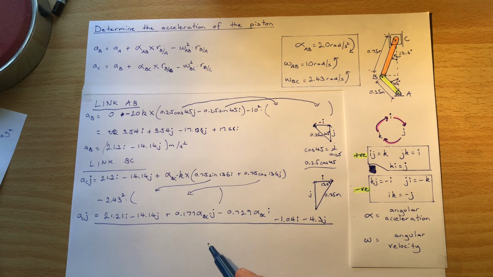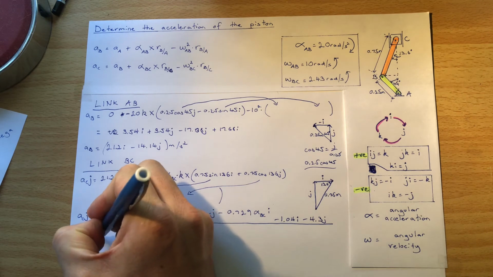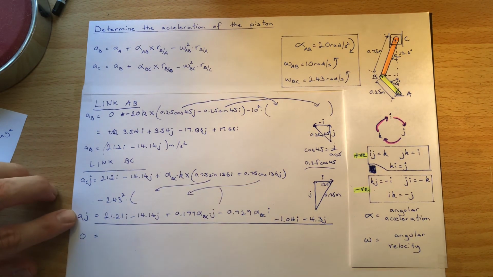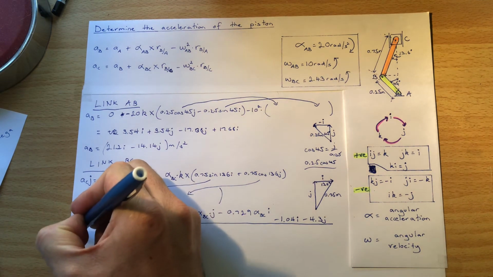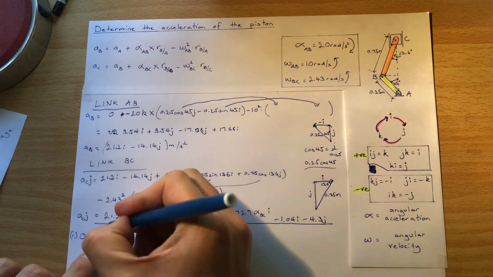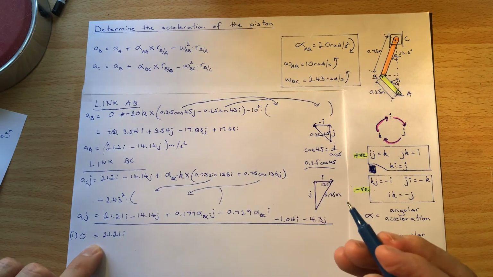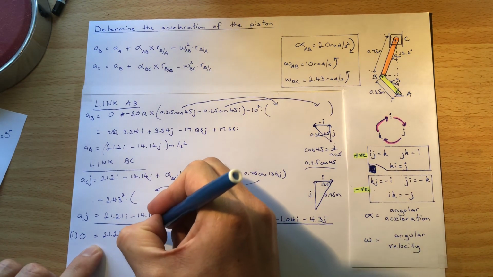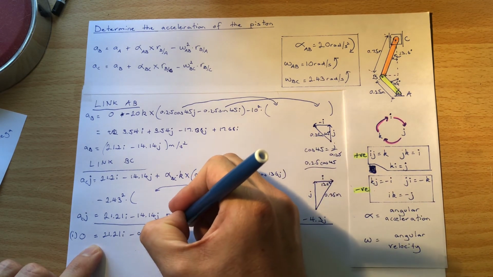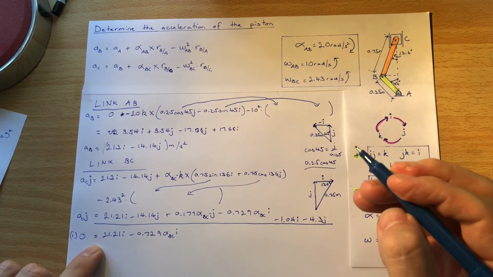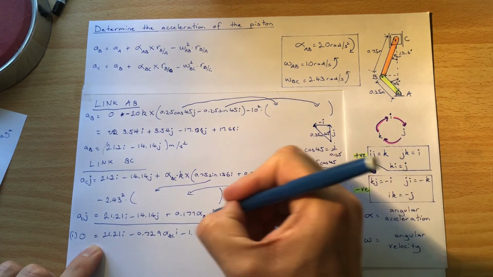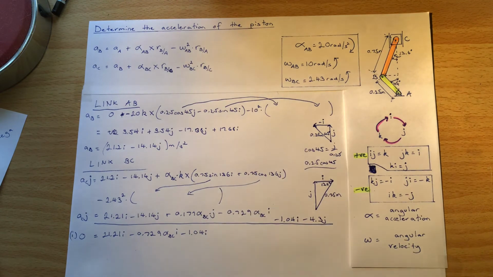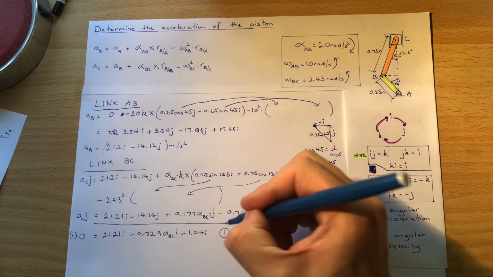Once we add these together, well, we're not going to actually add them together yet. What we're going to do now is break them up into their i and j components. So firstly, we'll take all the i components out of this equation. On this side of the equation, we have no i components, so we have 0, we only have the j component on the left-hand side. So i components equals 21.21i minus 0.729 alpha BC of i minus 1.04i. So there's all our i components, and this is equation 1.